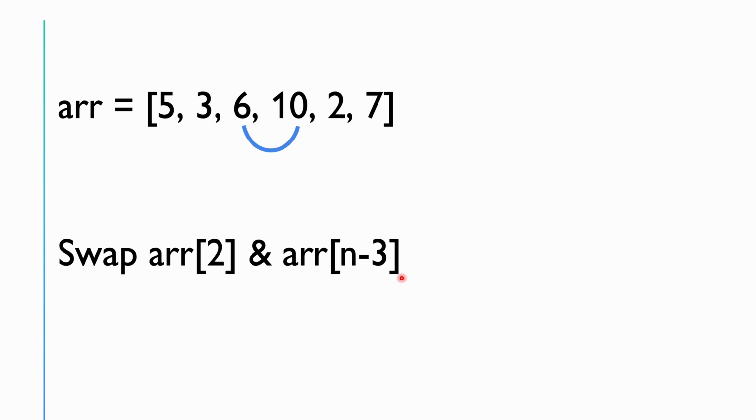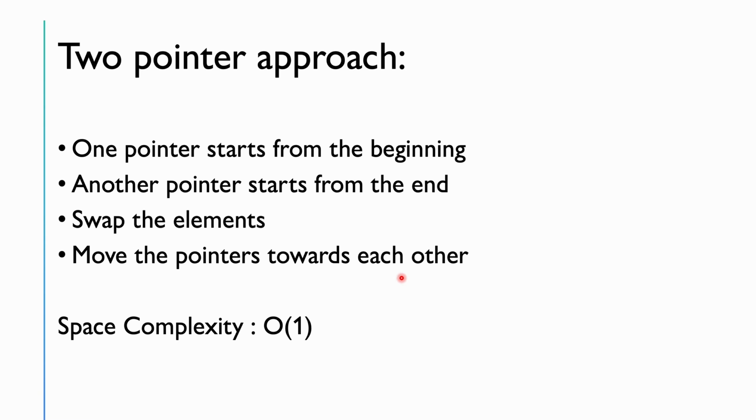The key idea here is to reverse the array without using extra space. We use a two-pointer approach, where one pointer starts from the beginning and another pointer starts from the end. And we have to swap both elements. Finally, we have to move the pointers towards each other. This way, we reverse an array in place using big O of one space complexity.